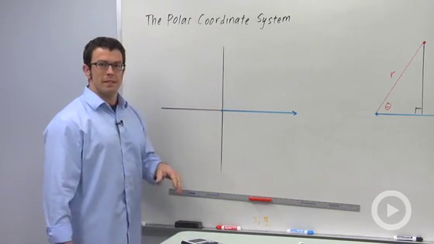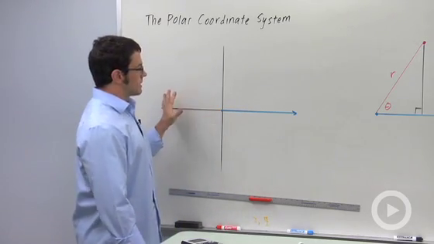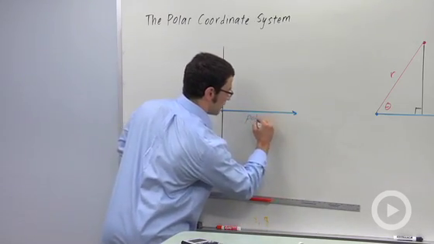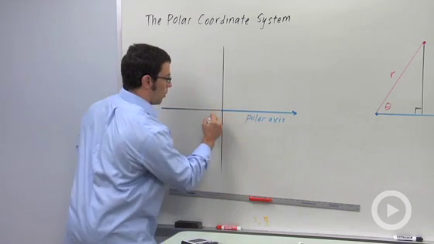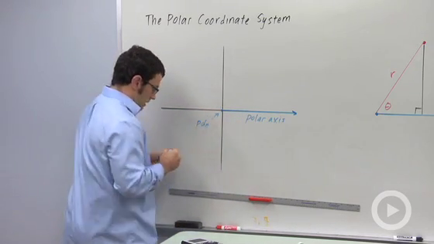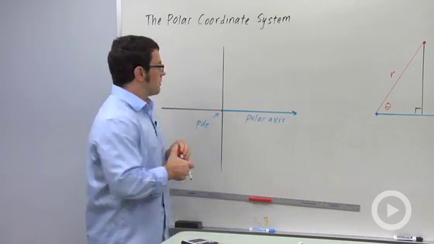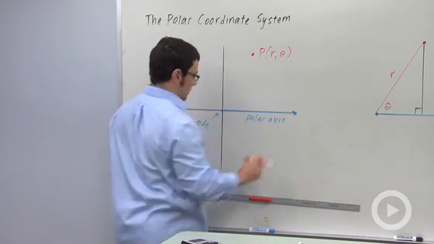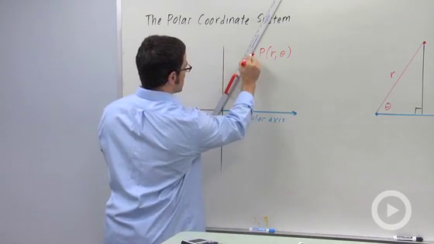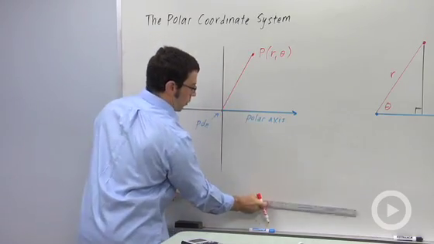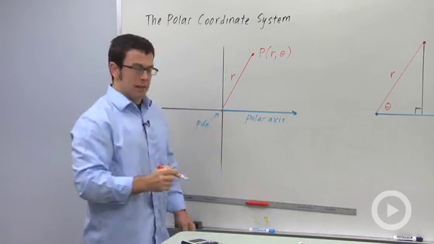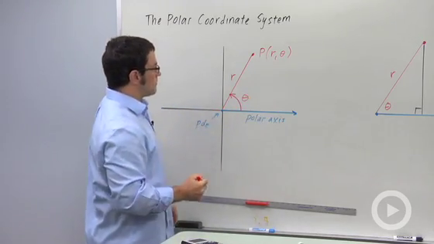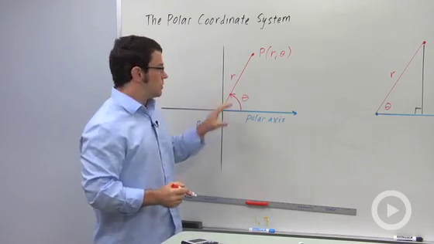Now the polar coordinate system does something similar, only instead of using the x and y axis, it uses the polar axis. This is the polar axis. And it calls the origin the pole. Now, a point, let's call it P, would be described by r and theta, where r is its distance from the origin, or the pole. This is r. And theta is an angle measured from the polar axis, so this is theta. So every point in the plane can be described this way too.